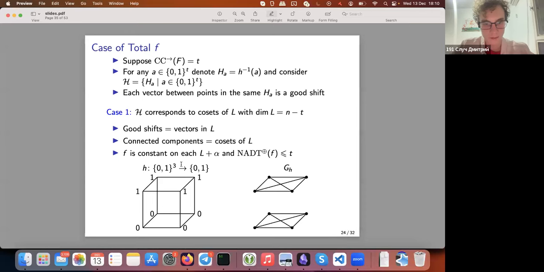So we said that good shifts are vectors in our space, all the vectors in our space. And we draw all edges parallel to good shifts, and we'll get all edges inside cosets drawn. Because of that, we will get cliques corresponding to cosets.